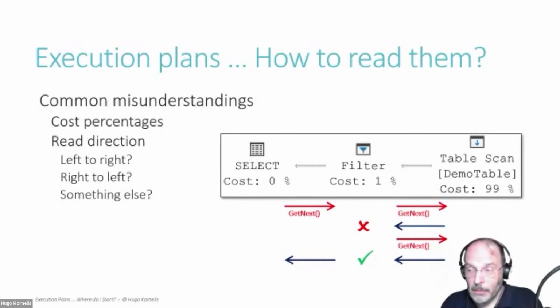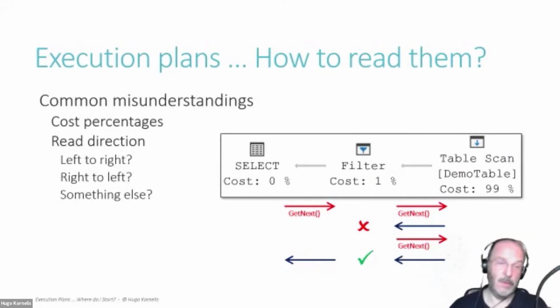Now, the red arrows, and in case anyone is colorblind, those are the arrows left to right, marked with the get next below them. The left to right arrows, those are in red. Those represent the flow of control. Those represent in which order operators start running. And this is important because if, for instance, the filter operator sees a reason to not call table scan at all, then it won't start running. And if you start reading at the right-hand side of the execution plan, you will not even be aware of that. You will waste time on looking at that table scan that didn't even do anything.